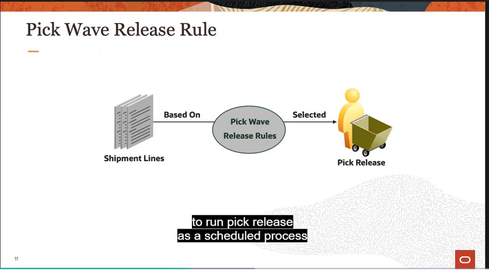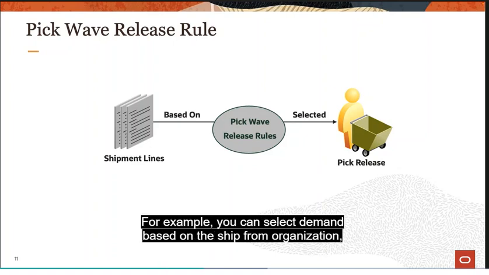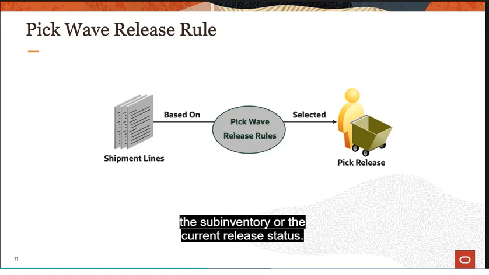You must define a release rule if you plan to run pick release as a scheduled process, or if you use the automatic pick, pack, and ship features. When you set up a pickwave release rule, you typically start with demand selection criteria. For example, you can select demand based on the ship from organization, the subinventory, or the current release status. The graphic on the slide also introduces release sequence rules and shows how they relate to inventory allocation.